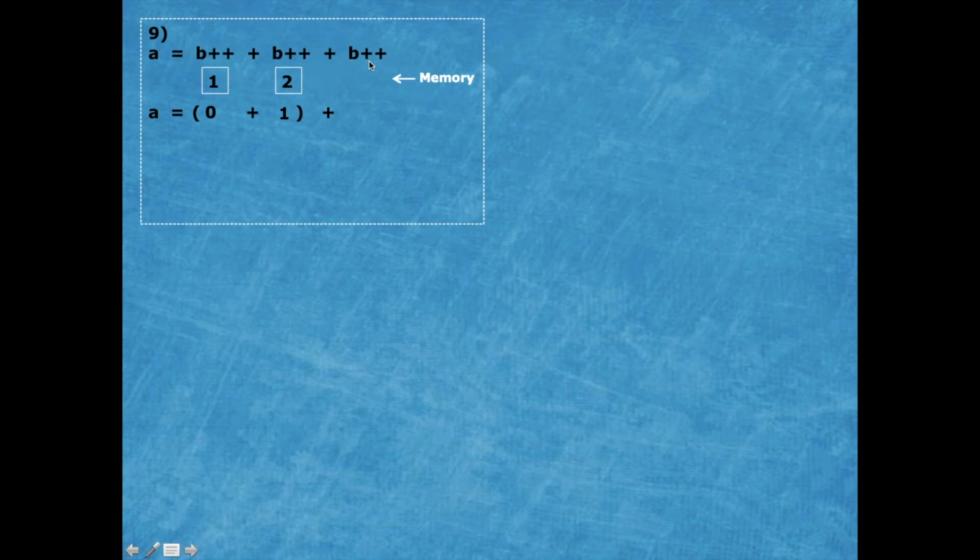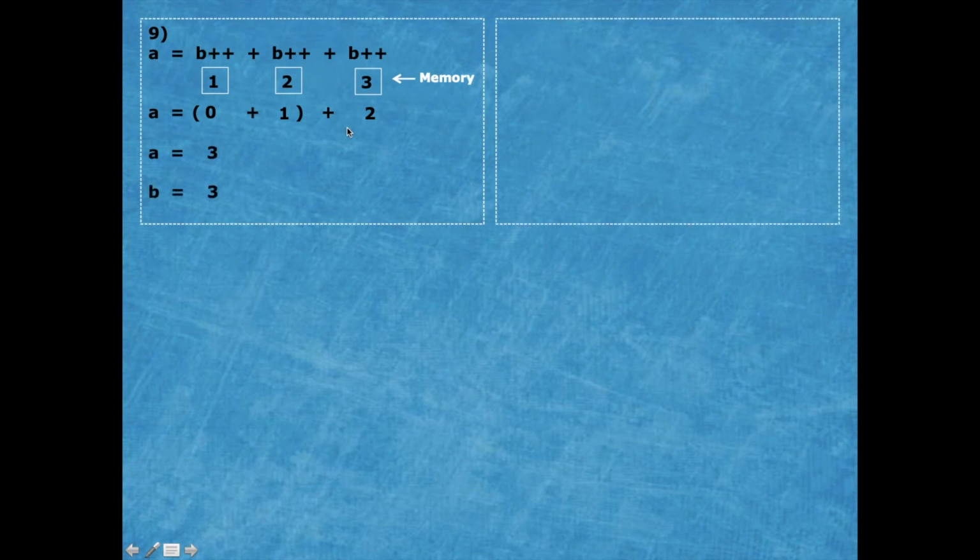Now again go to this b plus plus, post increment, so use the old value over here, that is 2, and then you increase it by 1, it becomes 3. So a is 3 and b is 3. Keep one thing in mind, whether it is post increment or pre-increment, the final value of b has to be 3 because it is incremented thrice.